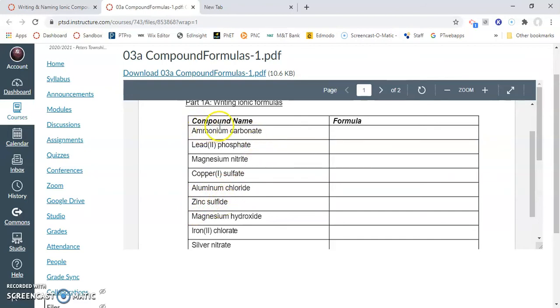Use the periodic table, your polyatomic ion sheet, and come up with the ion symbols, cross, drop, simplify, and then write down your final correct net zero charge formula. And then we'll go over this together on Thursday. If you have any questions, shoot me an email. If not, I will see you Thursday in class or on Zoom, wherever we end up.